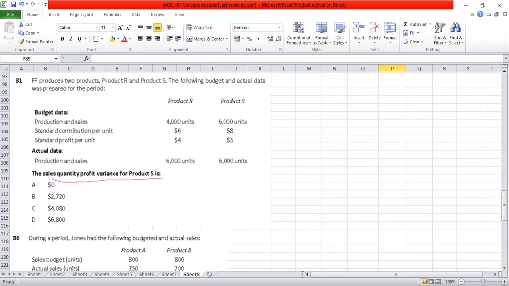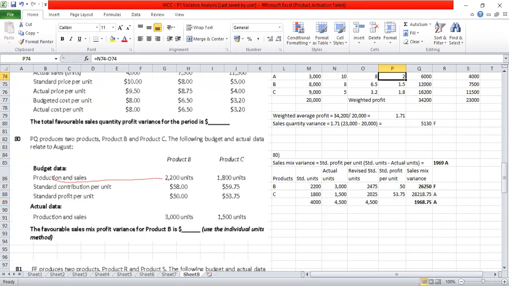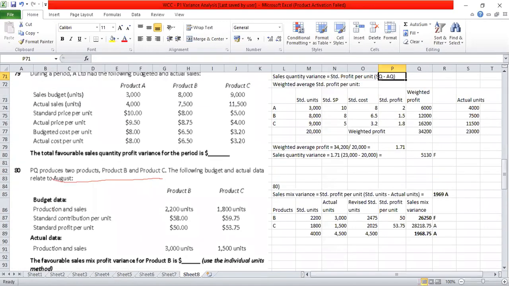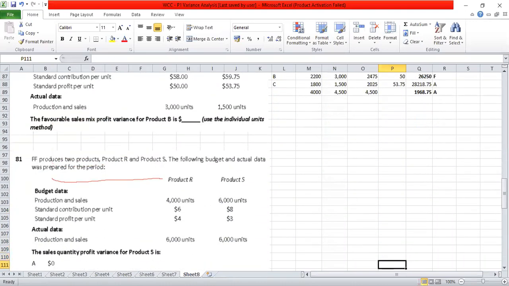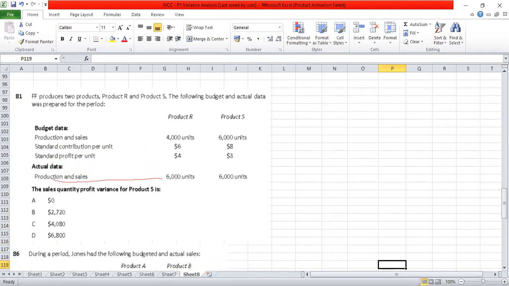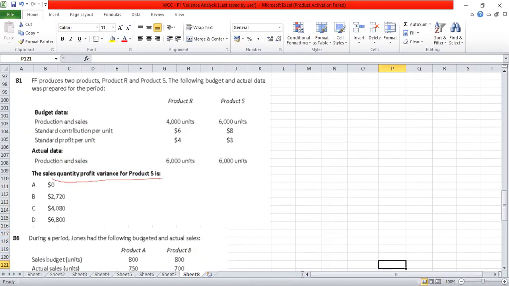I asked you to do that. So step number 1 is, what should we do? We should find out the weighted average profit per unit. That's the first step, isn't it? Just now we've done it, weighted average profit per unit has to be calculated. So let's start. Sales quantity profit variance for product S.